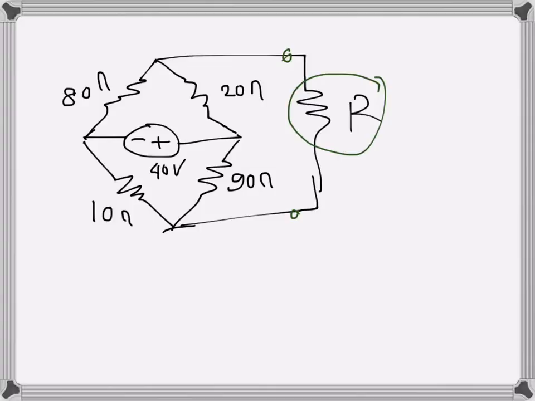So for this resistance R, which is the load, the supply is this 40 volts voltage source, and the line is the combination of these resistances. Basically, to find the value of R which will result in maximum power being transferred to R, we just need to find the line resistance that R sees, and that line resistance will have to be the value of the resistance.